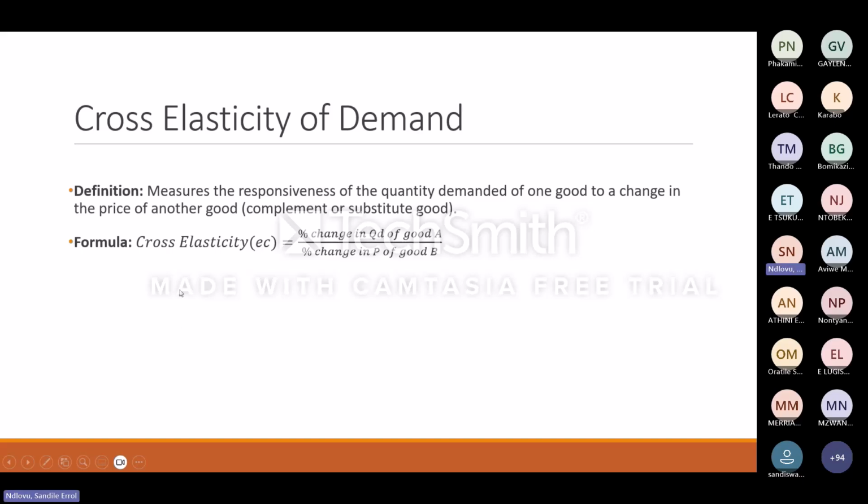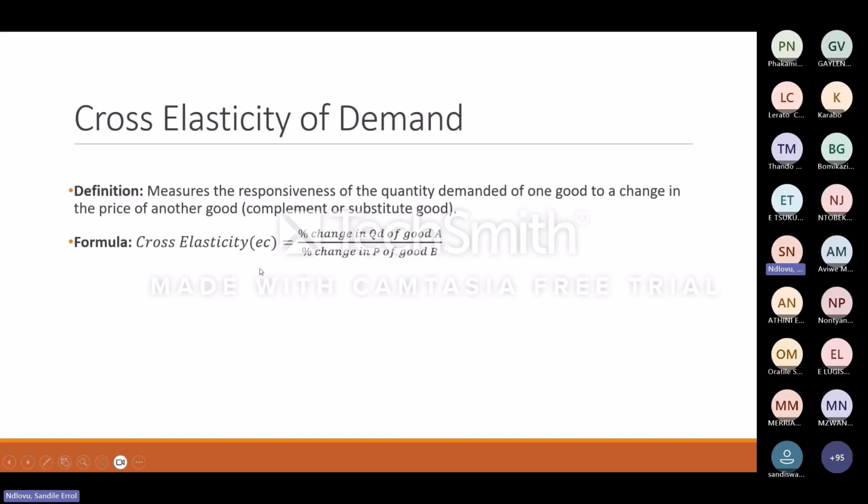So the cross elasticity of demand measures the responsiveness of the quantity demanded of one good to a change in the price of another good, whether it be a complement or a substitute good. So in this case, we are modeling demand based on the price of other goods, whether it be a complement good or a substitute good. Previously, we were modeling the demand of a consumer using income, but now it's not income, now it's the price of a complement good or a substitute good.